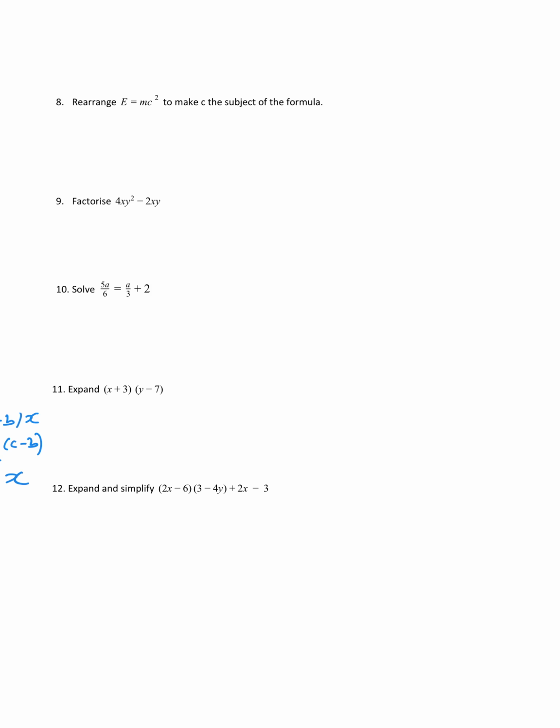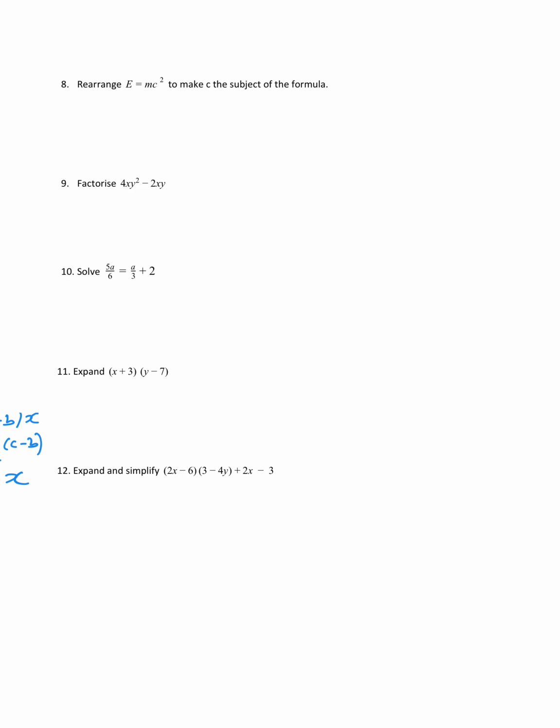Okay, now we're dealing with a formula again, and we're not subbing in values now. We're making a different letter the subject, which means we need it to be c equals. And what's happening to the c? Well, it's being squared and it's being multiplied by m in that order. So when we undo it, we have to undo it in the opposite order. So the first thing I'm going to do to this is to divide by m, which leaves me with e over m equals c squared.